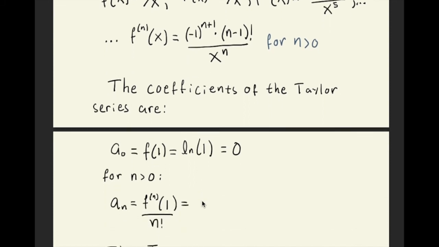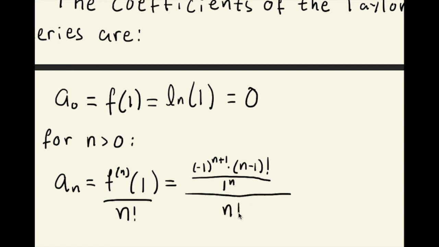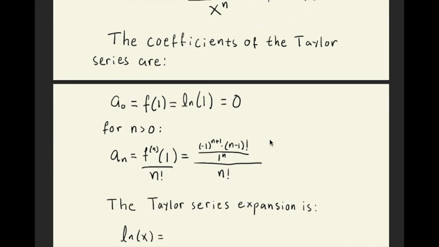And for n greater than 0, for an, you plug in the center into the nth derivative, and you divide by n factorial. Well, here we're going to need to use our formula for the nth derivative of log. I'm going to zoom in a little bit. It's going to be negative 1 to the n plus 1 times n minus 1 factorial divided by x to the n, but x is 1, so 1 to the n, all of it divided by n factorial. Now I can zoom out again.